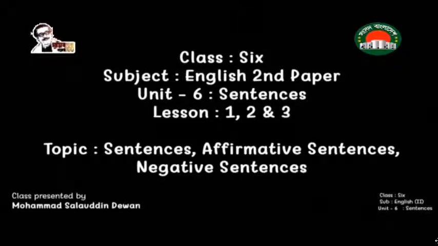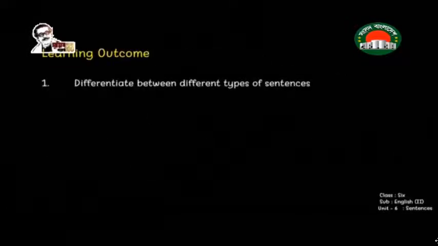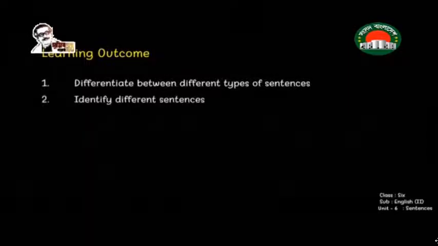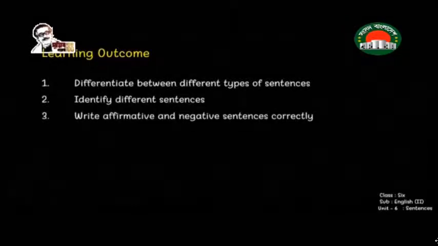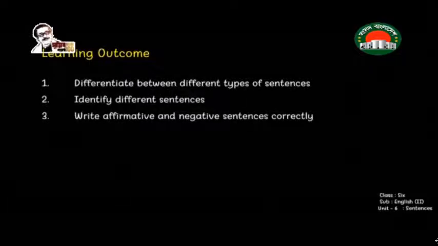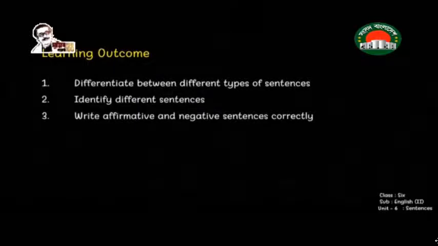Today we are going to look at sentences. After the discussion of today's class, we will be able to, number 1, differentiate between different types of sentences. Number 2, identify different sentences. And number 3, write affirmative and negative sentences correctly. So let's start our class.